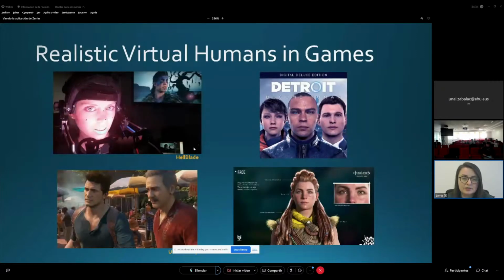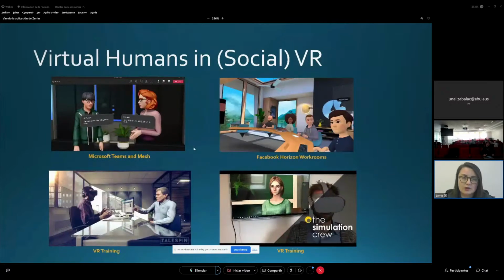If you look at the games, there are very realistic characters such as the game from Detroit: Become Human, Uncharted, Hellblade, also the Dutch game company Guerrilla Games, they produce Horizon Zero Dawn. So these kind of games, which have a concrete storyline and emotional and affective cues, they have very realistic digital characters. On the other hand of the spectrum, we have also interactive virtual characters for specific VR or XR applications. For example, for training nonverbal communication skills, such as the Tailspin or Simulation Crew.